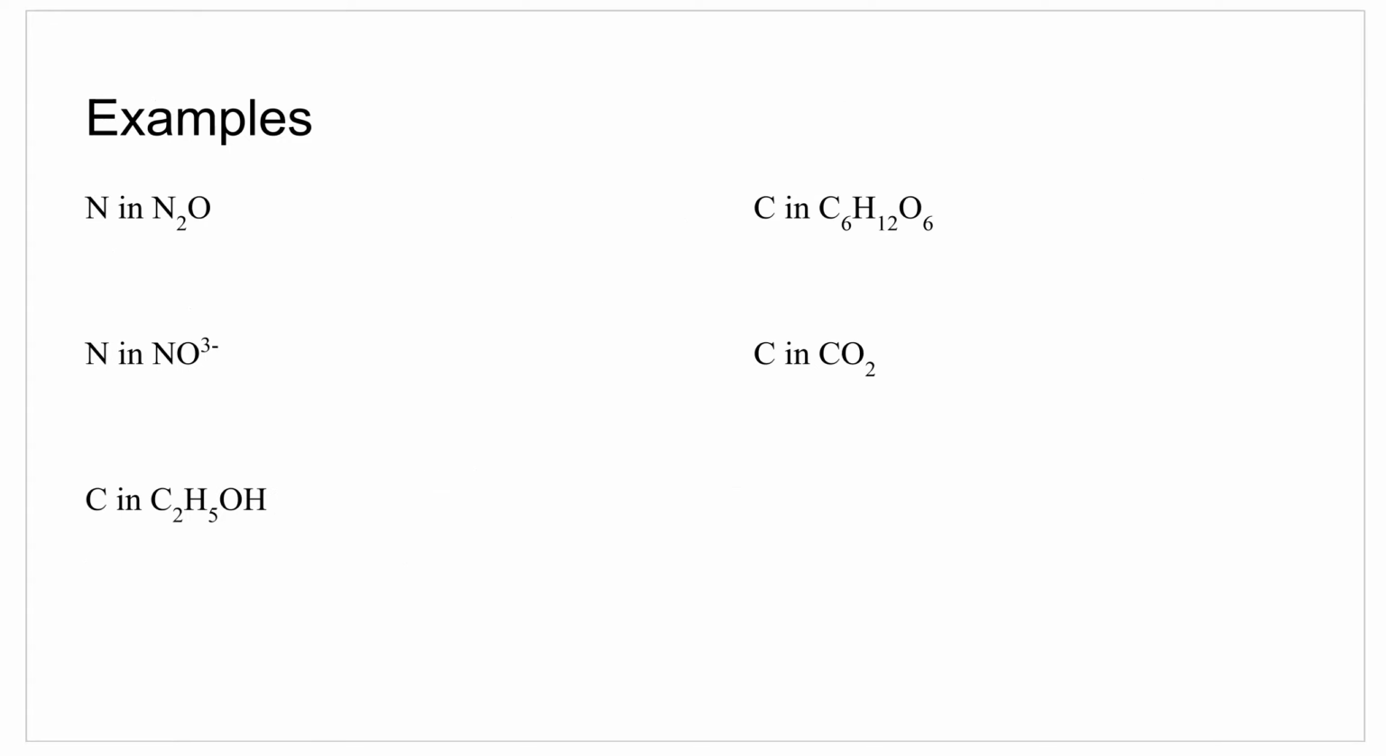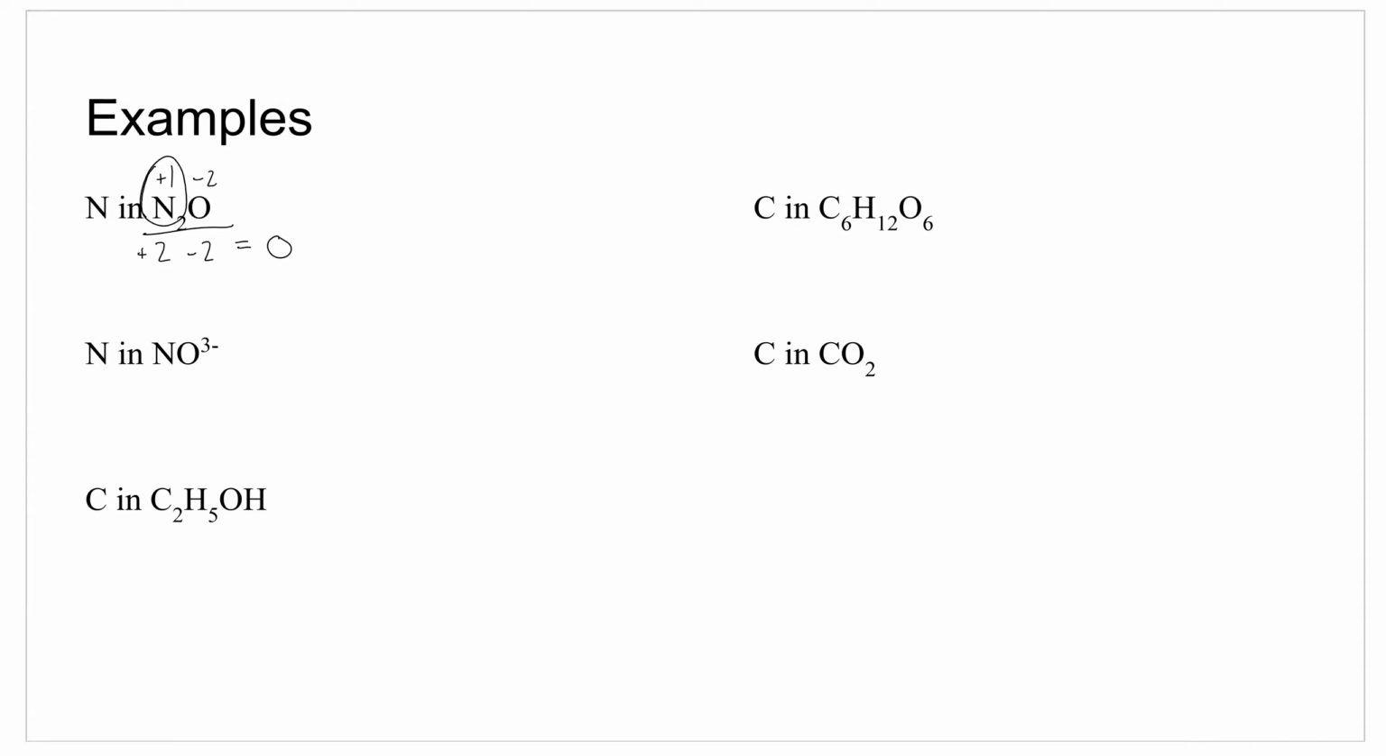Let's look at a few examples to help you assign oxidation numbers. We're going to look at nitrogen in N2O. In order to do this, we follow our rules that oxygen has a -2 oxidation state. There's 1 oxygen for a total of -2 for the oxidation state. The total charge of our molecular compound is 0, and my oxidation states must also equal 0. So I therefore must have a +2 oxidation state from nitrogen. There are 2 nitrogens, so each nitrogen has a +1 oxidation state.